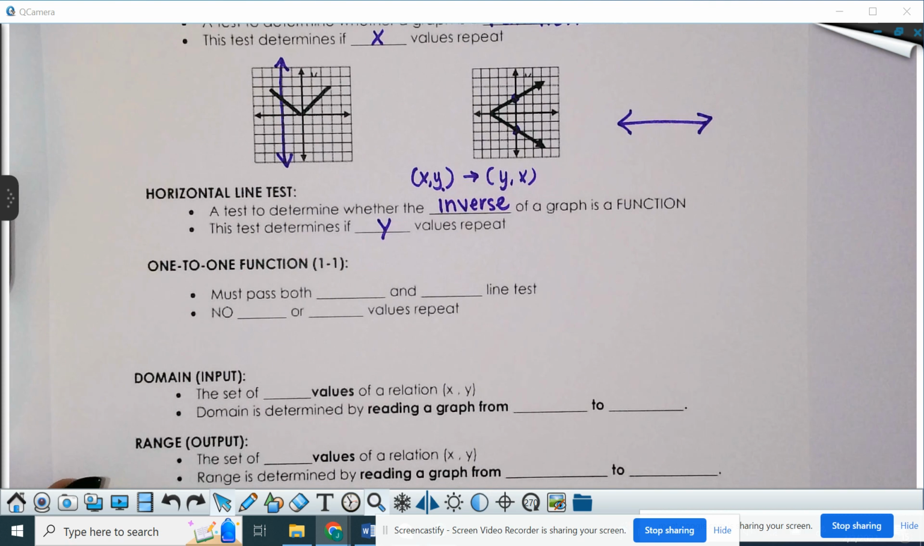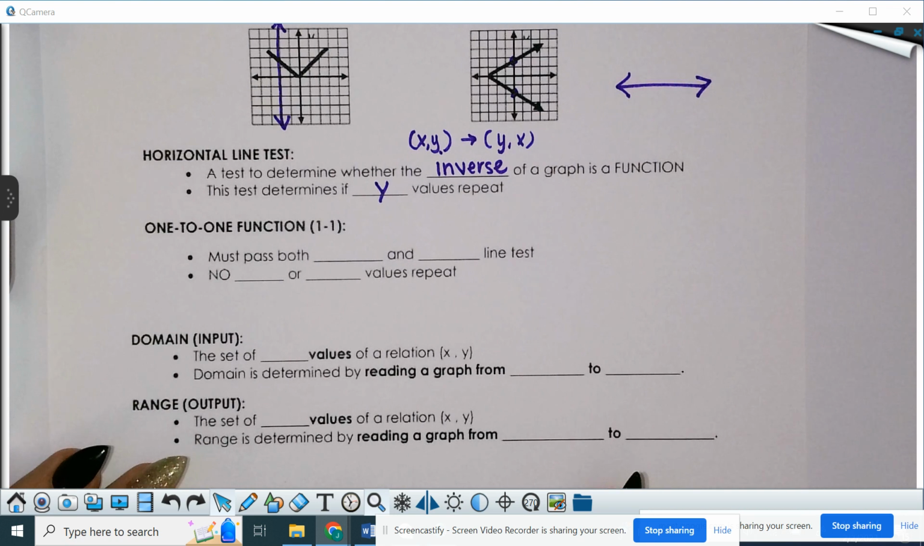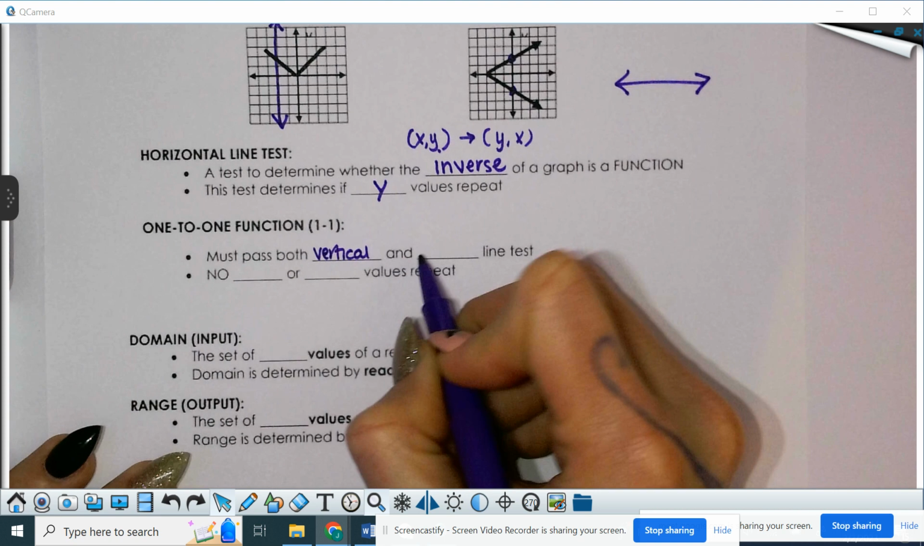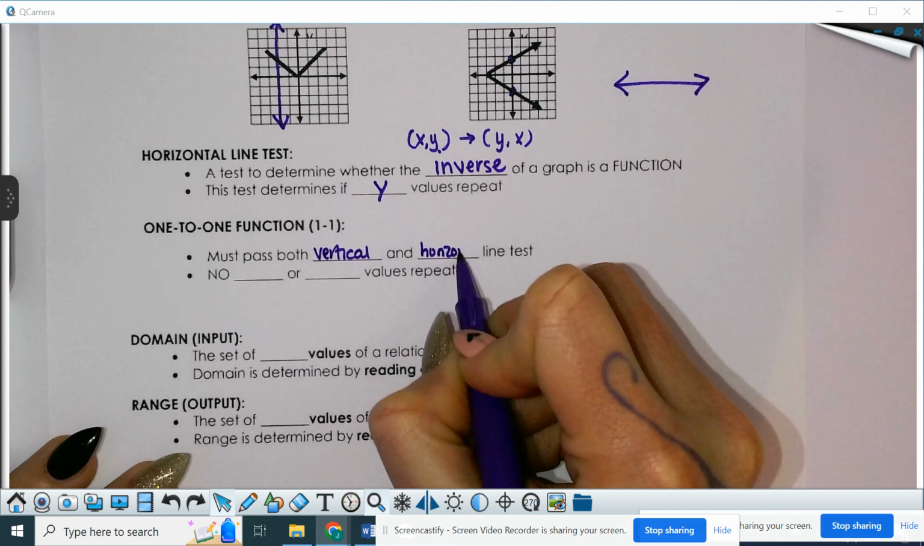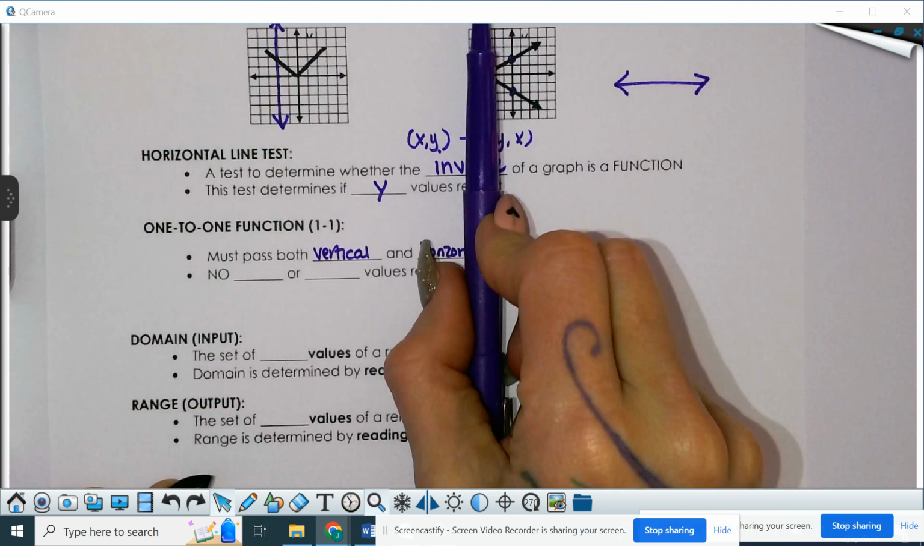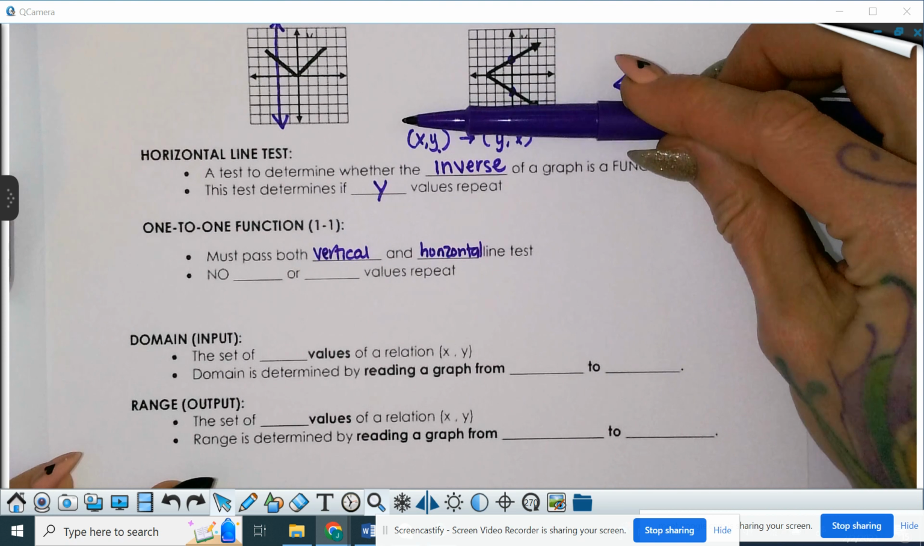So horizontal is for your inverse functions. Vertical is for functions in general. So a one-to-one function must pass both tests. So both vertical and horizontal. So one-to-one means both of those. In this case, this does not pass your vertical test, but it does pass your horizontal, so it is not one-to-one.